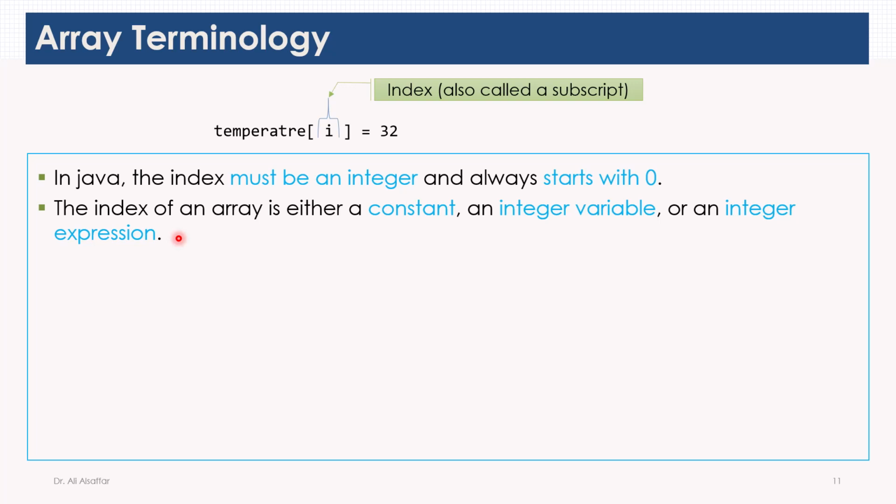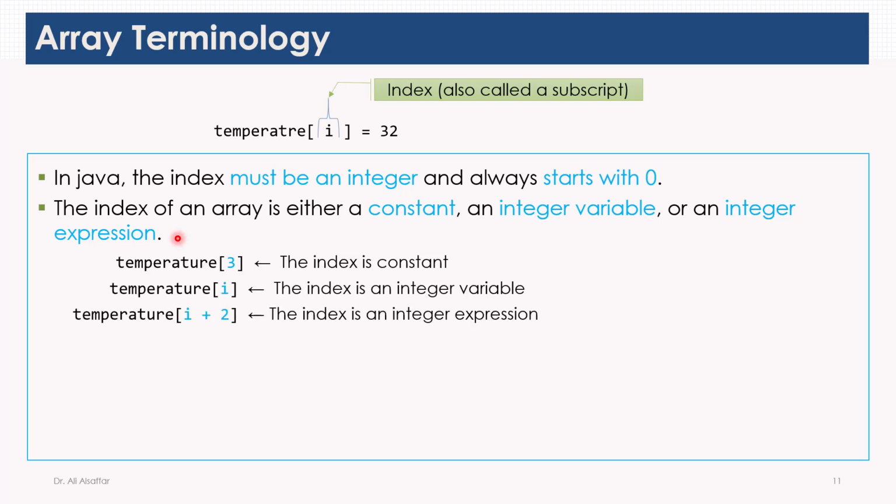Let's take an example for each of these options. This is the first example for the first option. See that the index is a constant. So we are referring to location 3 of the array temperature. Now the second option of an index: we are using a variable, which is an integer variable, for the index. It depends on what the value of i is. The value of i will determine the location of the element inside the array. So this is an example of an integer variable index.